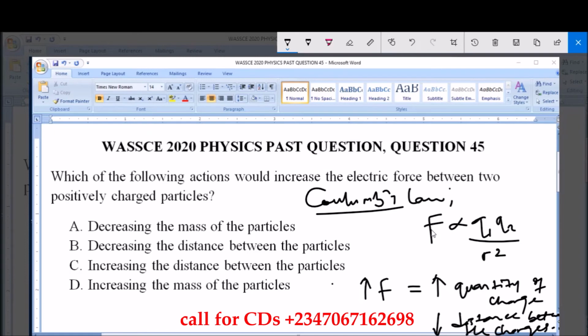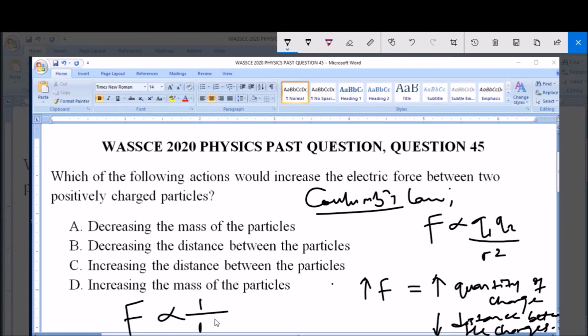Now this is because the electric force is inversely proportional to the square of the distance between these two charges. So therefore, decreasing the distance will increase the force, and increasing the distance will decrease the force. And the question says increase the electric force. So therefore, decreasing the distance would increase the electric force, and that is option B, decreasing the distance between the particles, as stated by Coulomb's law.